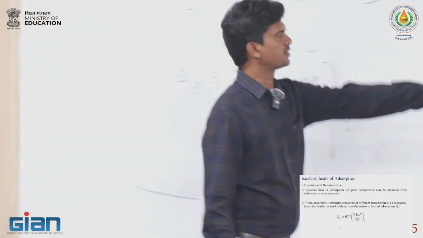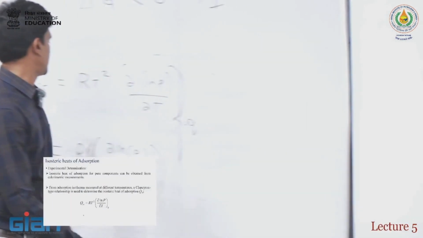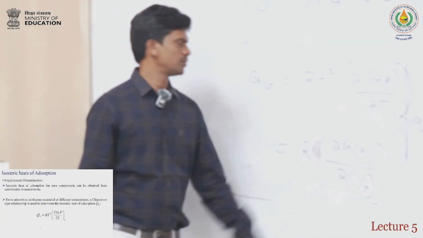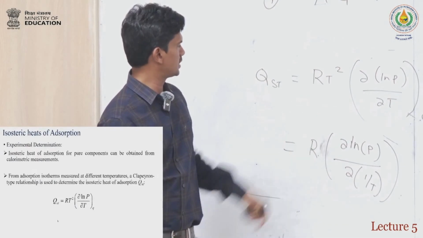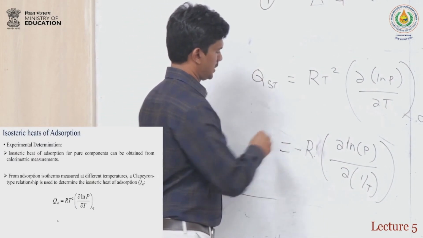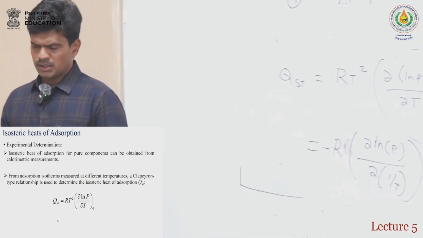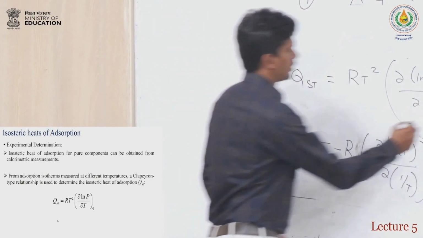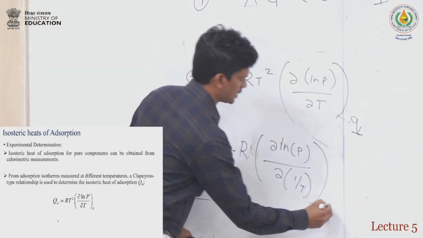Because here we have T squared ∂/∂T, that can be written as ∂ of 1 over T. So 1 over T is like minus T squared, so this comes here. So it's like minus something. So what we can do is that at any given loading, this says that it's a given loading.